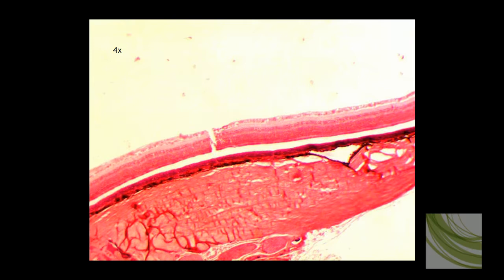This is a slide of the back of the eye and the important structures. Here is a slide using the 4x objective of the back of the eye. On this we can see the retina, which has been separated from the choroid layer back here that's got the pigment layer, and this would be the sclera.